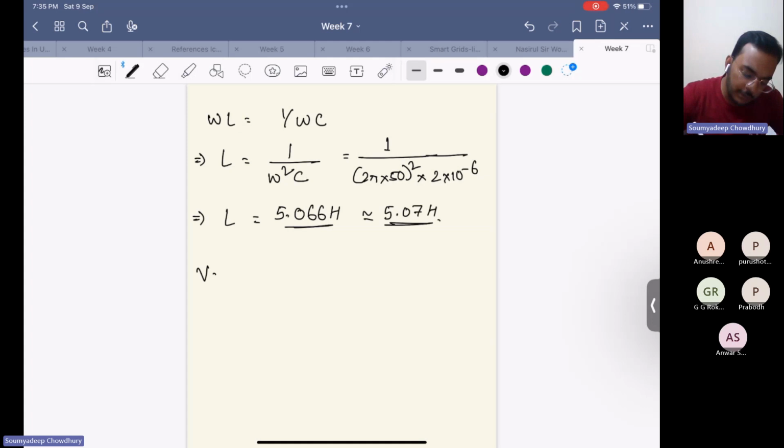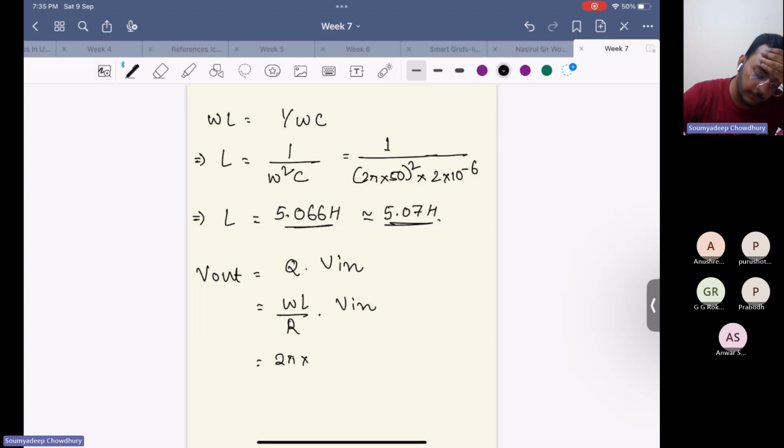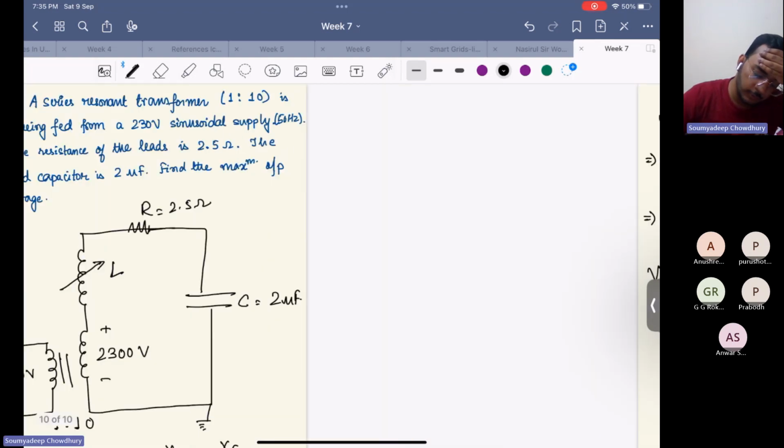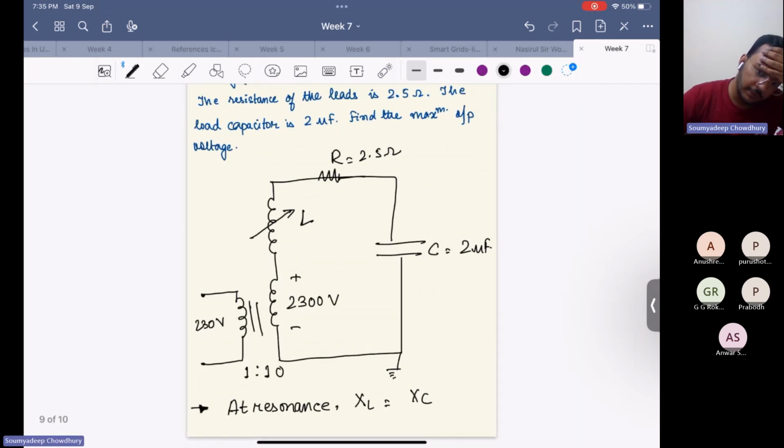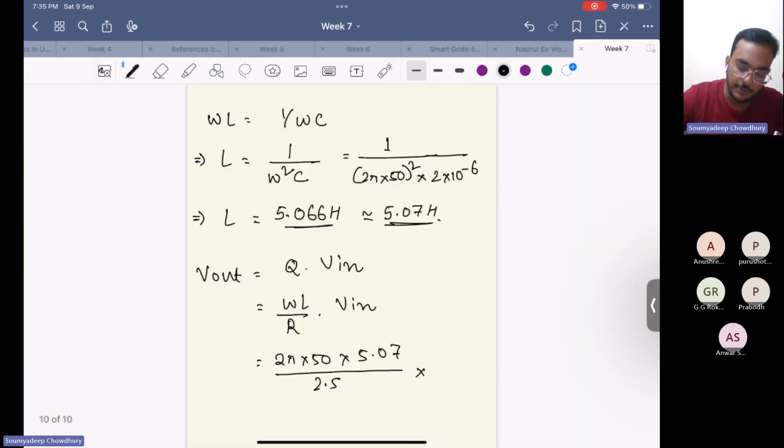So now can you calculate what is the output voltage? It is Q times input voltage, right? What is Q? It is omega L by R into V input. Omega is 2 pi into 50 into 5.07 by R, which is 2.5. What is V in? V in is not 230 volts. It is 2300 volts, because we are feeding the series resonant transformer circuit with this 2300 volts.